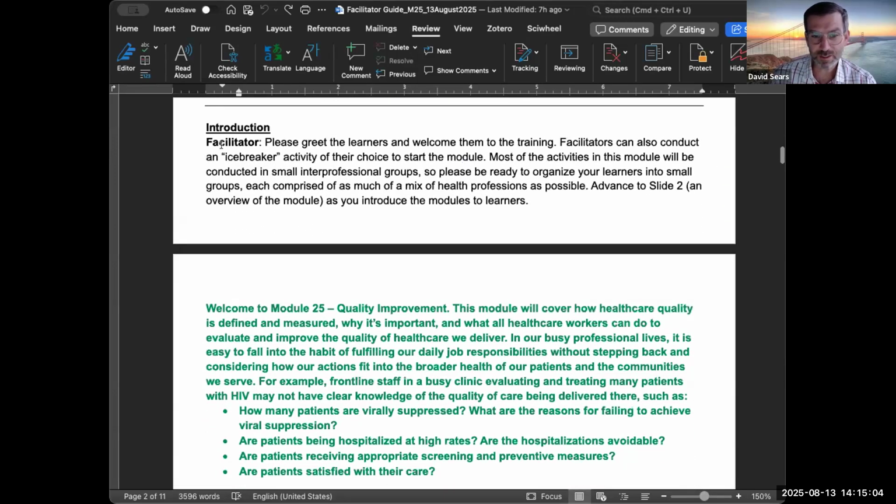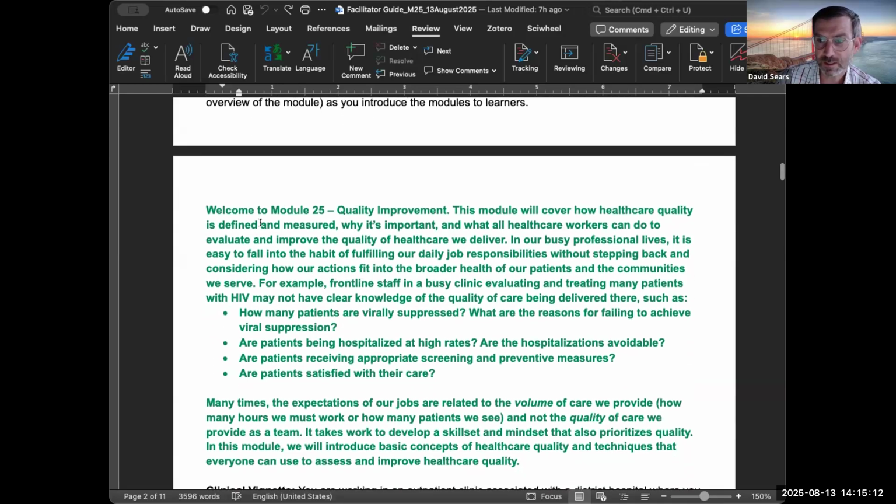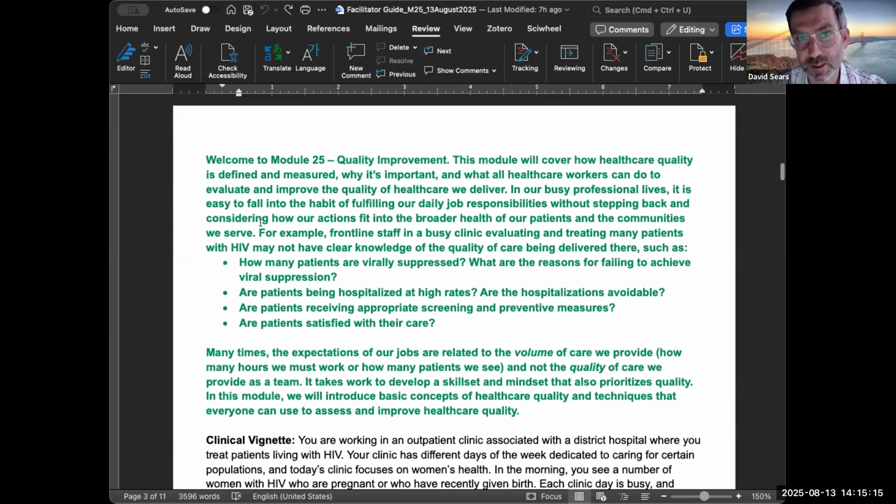So now we get into some of the facilitator instructions. These are pretty standard instructions, just about an icebreaker and first activities and introducing the module as a whole. And I think this, again, is different. We're not starting necessarily with one specific patient case like we do for many STRIPE modules, but we have an introductory, almost like monologue from the facilitator.